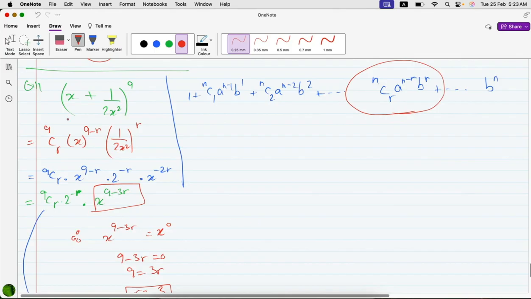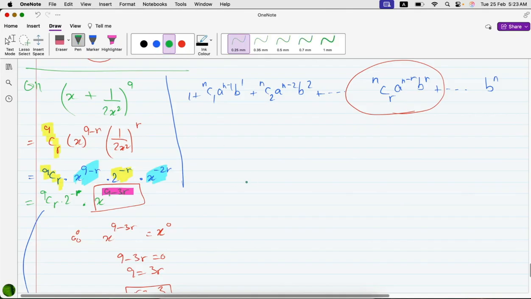Once simplified, once we separate the constants, 2 would come out to become a constant. So nCr is constant, and 2 raised to minus r is constant. Other than that, we have the variable x. Once separated, we needed to know the constant term. In the constant term, the power of x will be 0. So we equated that with 0 and got r as 3.